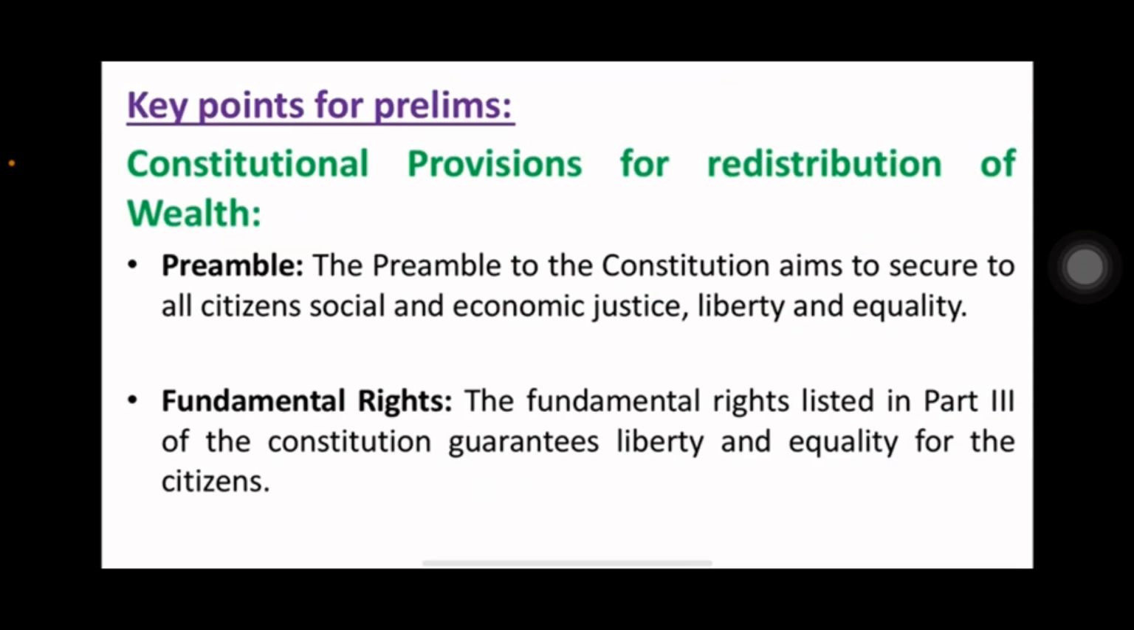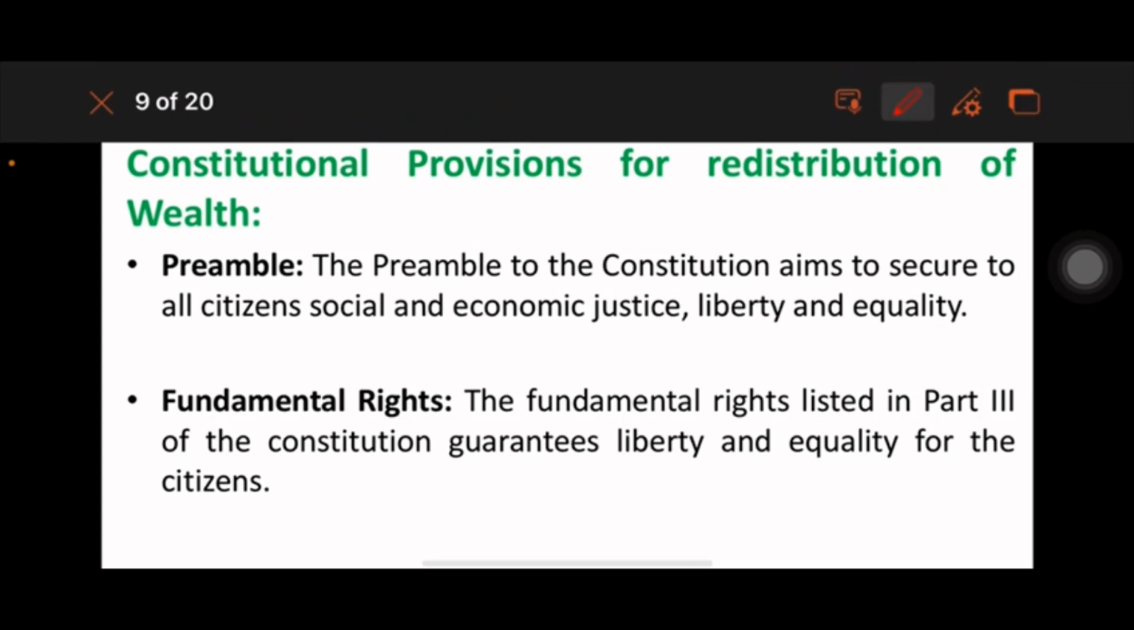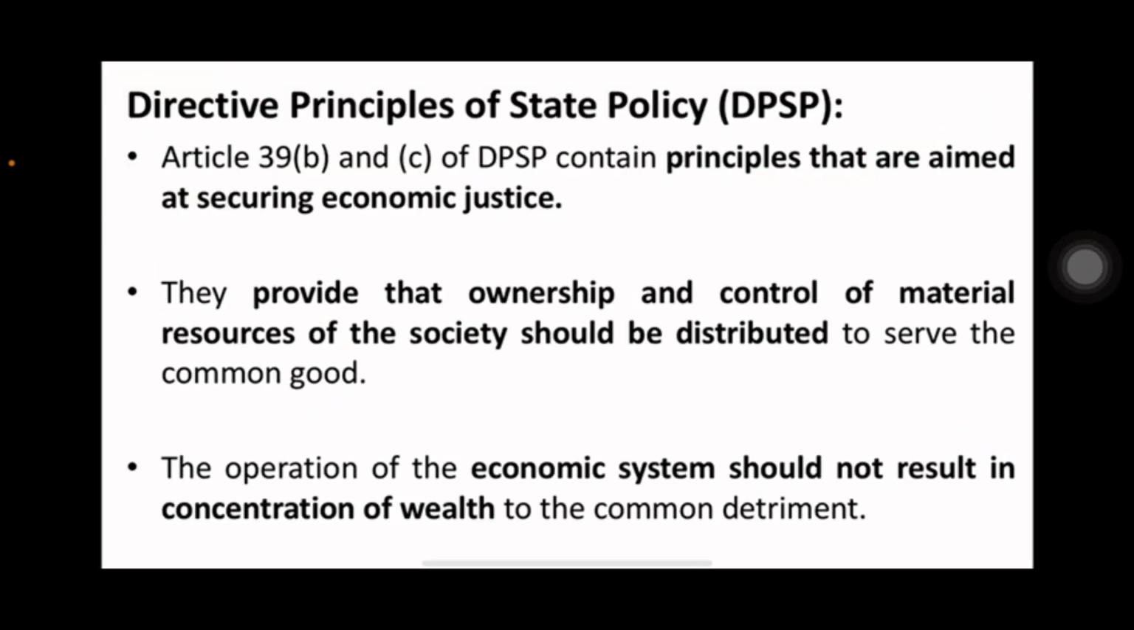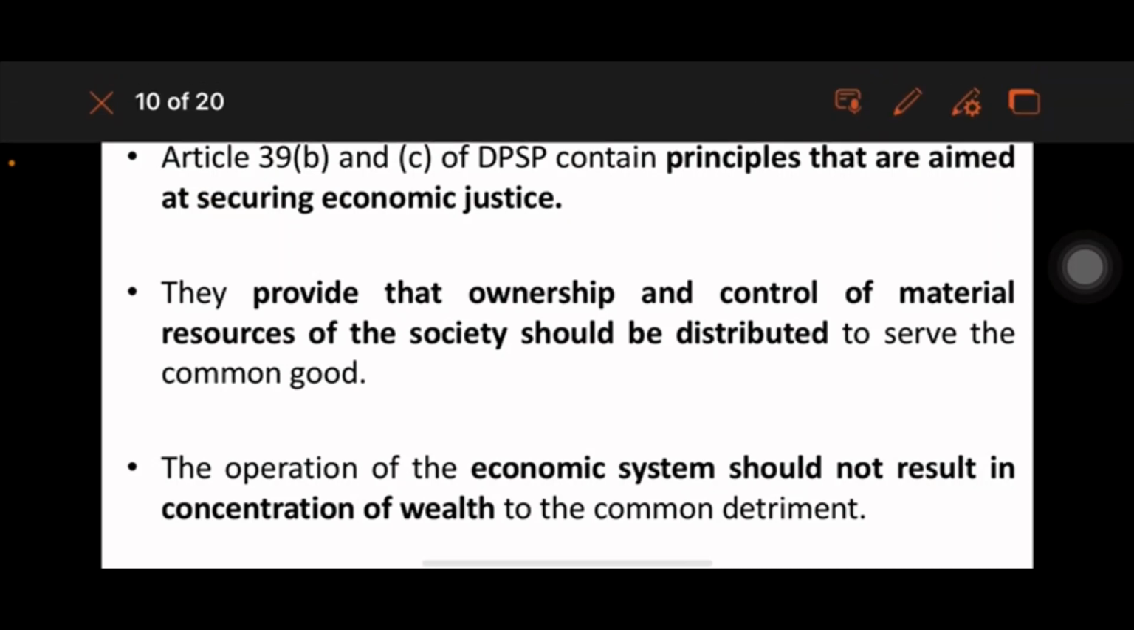For prelims, you need to study the particular constitutional provisions. The Preamble says to secure for all the citizens social and economic justice, liberty, and equality. Fundamental rights listed in Part 3 of the Constitution guarantee liberty and equality for all the citizens. Articles 39B and C of the DPSP contain principles aimed at securing economic justice. They provide that ownership and control of material resources of the society should be distributed.